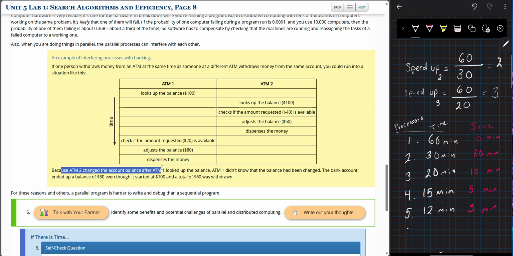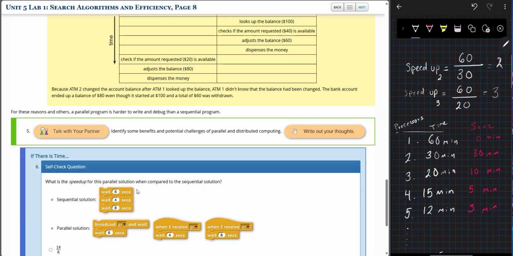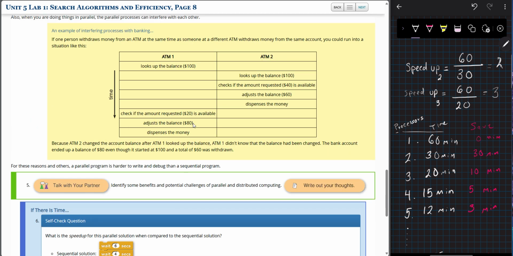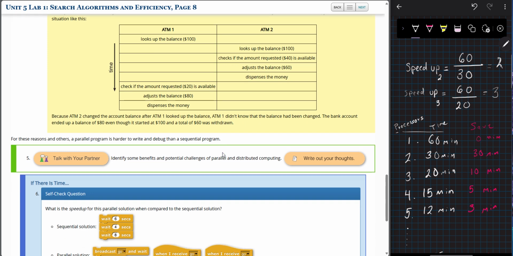Because the second ATM changed the account balance after ATM1 looked at the balance, ATM1 didn't know that the balance had to be changed. So yes, since my brother took the money away after I looked at the balance, I didn't know that he had taken that money. And since this one adjusted the balance, that means I have now $80 when I'm supposed to only have 60. An extra 20 bucks. So imagine if this happened. Infinite money glitch.